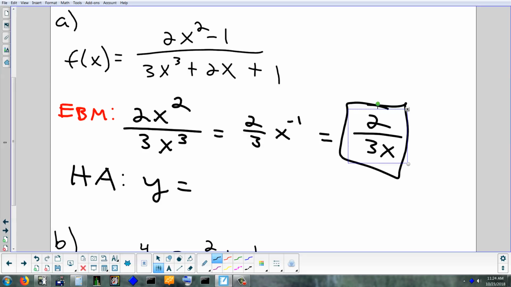You could also think, well, what if you plug in -10,000? Well, that's 2 divided by -30,000. Still very, very small, getting close to 0.